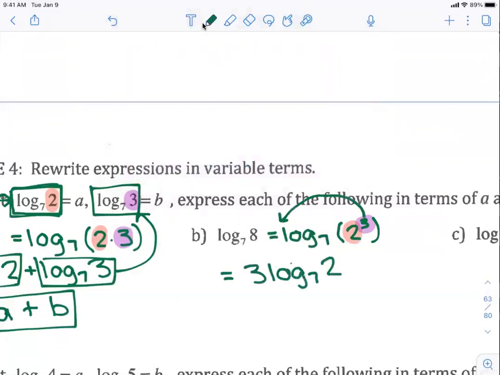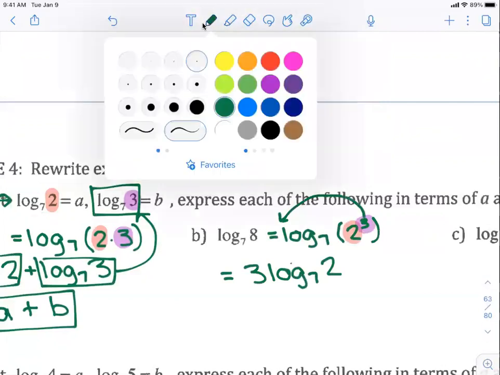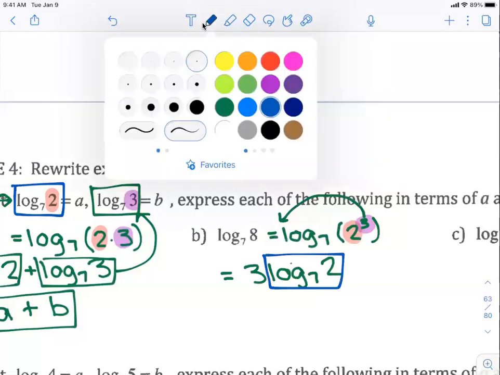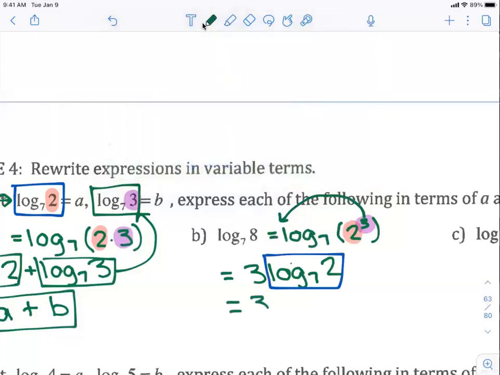And I'm noticing, oh, look at this. Once again, log base 7 of 2 is exactly what this says, log base 7 of 2. So I can replace log base 7 of 2 with an A. So I'm going to say equals 3, replacing that with an A, and that's my final answer.